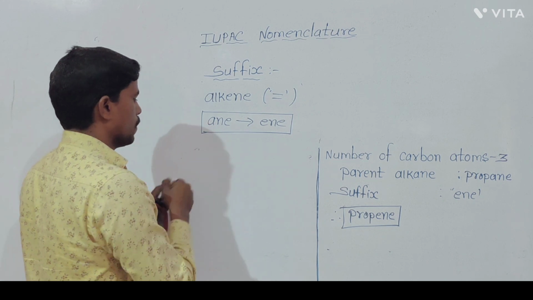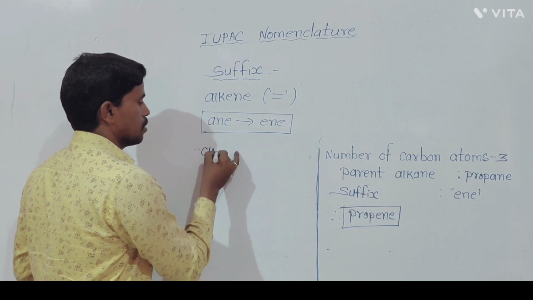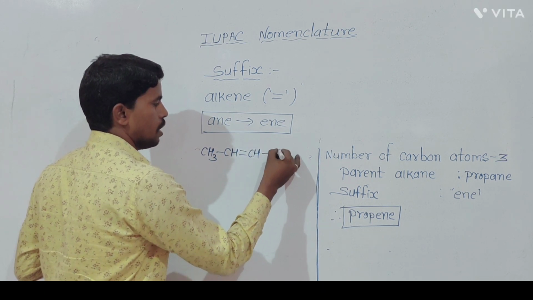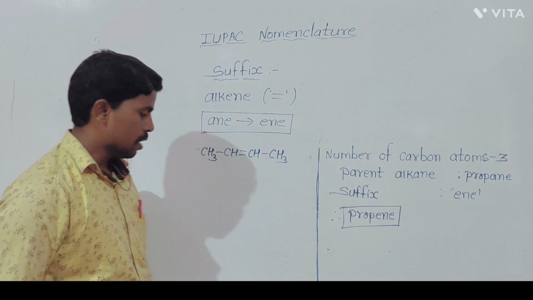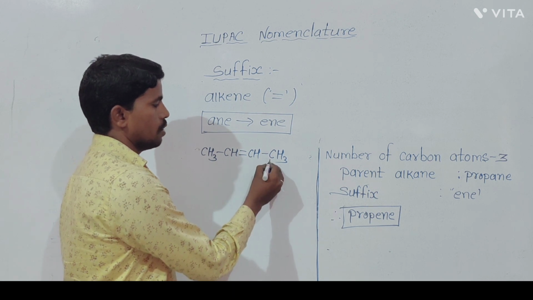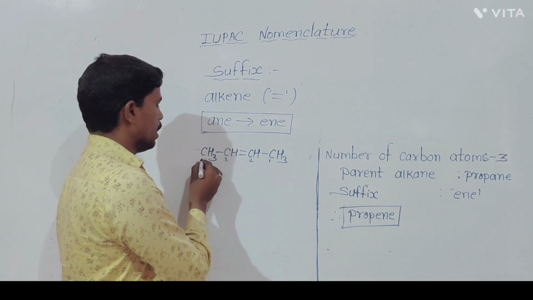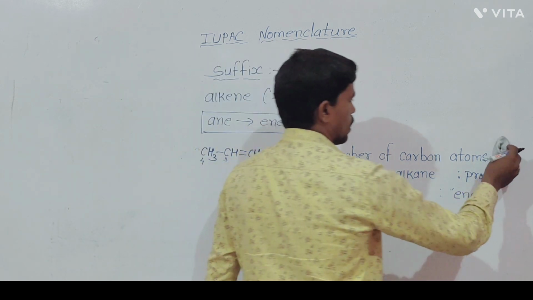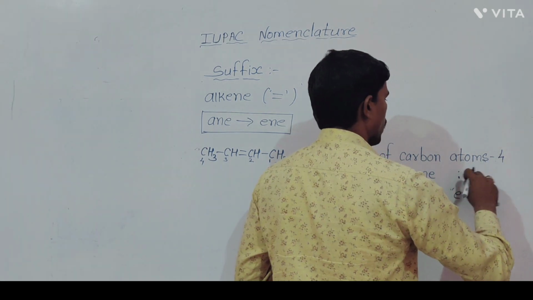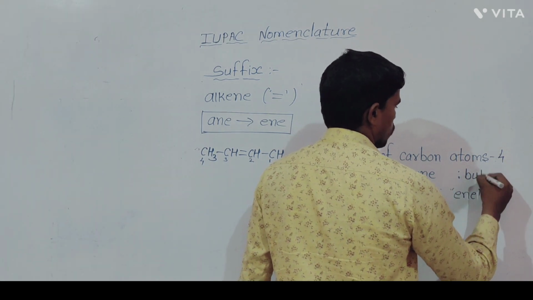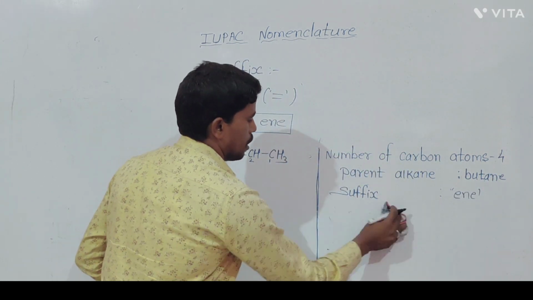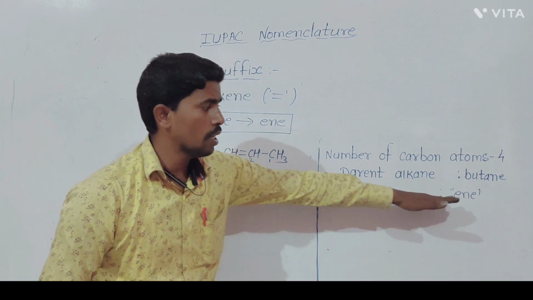Next example we will see. This is CH3 CH double bond CH single bond CH3. Start the numbering from the terminal carbon atom which is closest to the double bond. Here this is the first, this is the second, third, and this is the fourth. The number of carbon atoms in the given compound is 4. The parent alkane of 4 carbon atoms is butane, and the last ANE of butane is replaced by ENE.